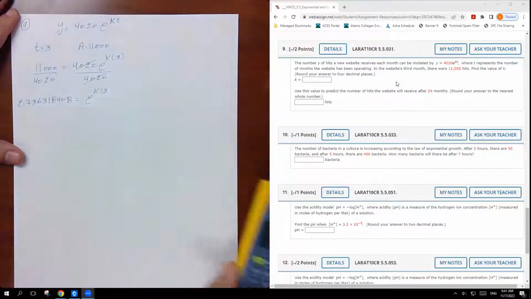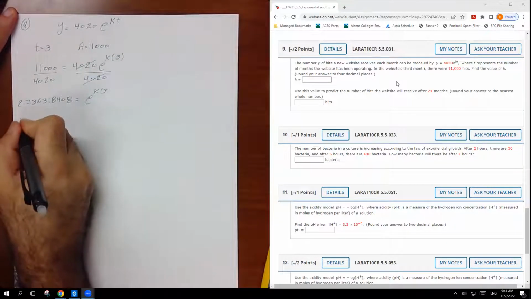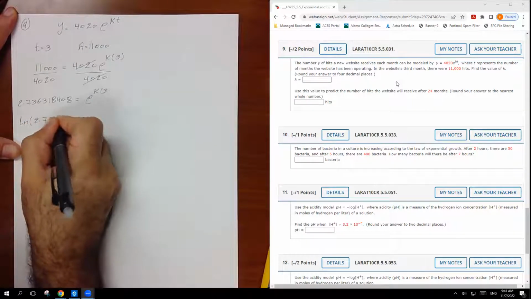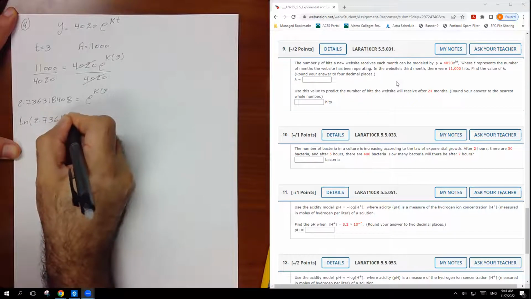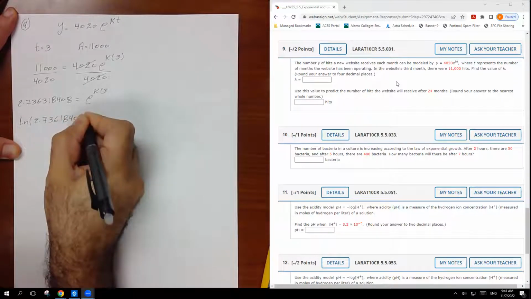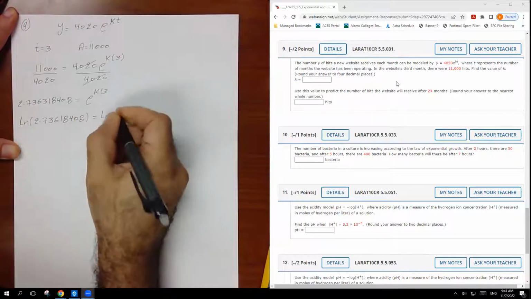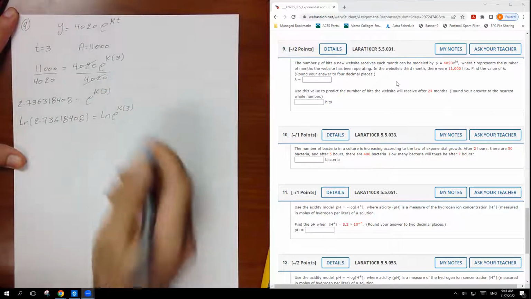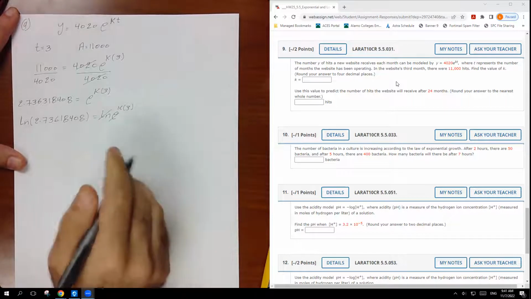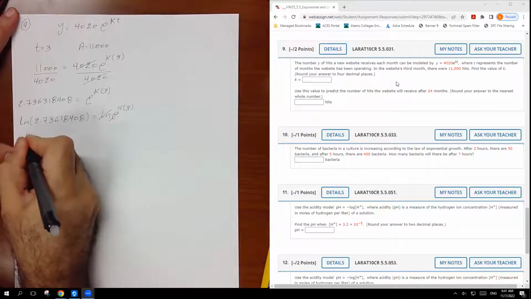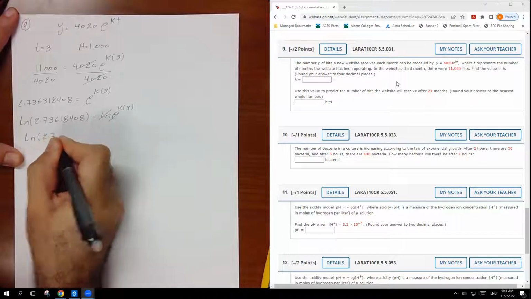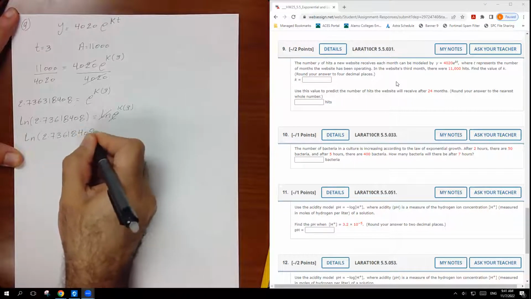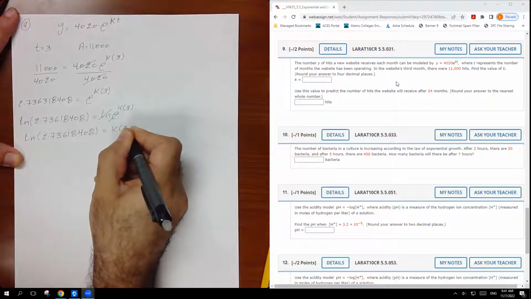Now next step, you're going to take ln to both sides. So ln of this number, 2.73618408, equal ln of e to the K times 3. Cancel the ln with the e. So here is going to be ln of 2.73618408 equal K times 3.